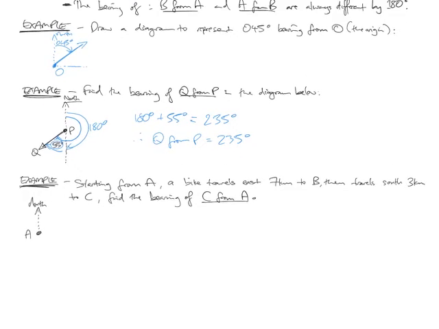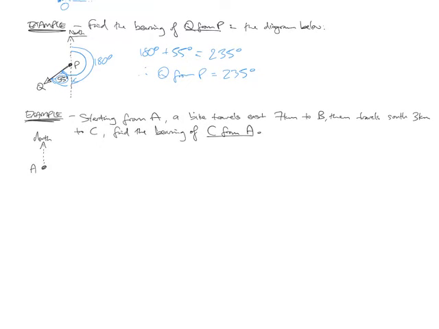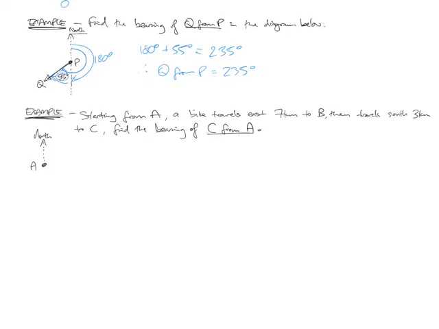True bearing. Alright, let's do a more mathematical problem solving question here. Starting from A, a bike travels east 7 kilometers to B, then travels south 3 kilometers to C. Find the bearing of C from A. So we need to draw a diagram here. A bike travels 7 kilometers to B. So 7 k's to B. Then travels south 3 kilometers to C. That's not to scale, obviously. Actually, I'll draw that better. It needs to be just a bit less than half. C, 3 kilometers. Find the bearing of C from A.